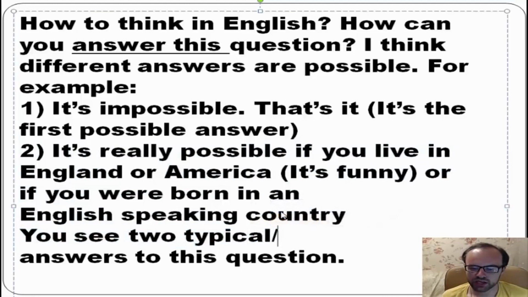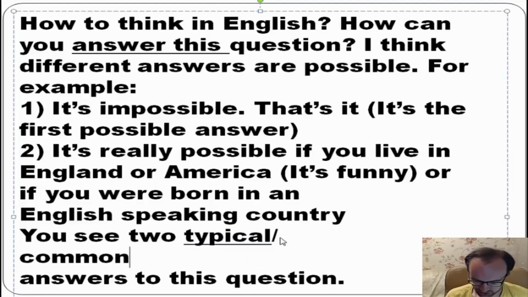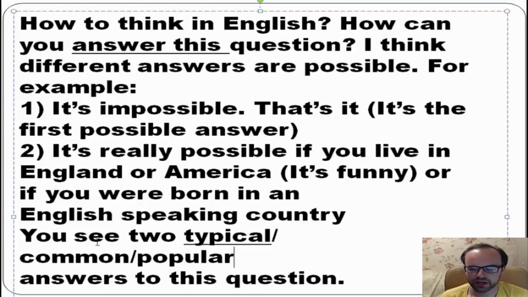So what is typical? You need to know different synonyms or similar words. If you can't remember this word typical, what other words can you say instead? You can say typical, or also common, or also popular answers to this question. So the first one, it's impossible, and the second one, it's possible, but there are some conditions. Maybe you lived in an English-speaking country for a long time, or maybe you were born there.